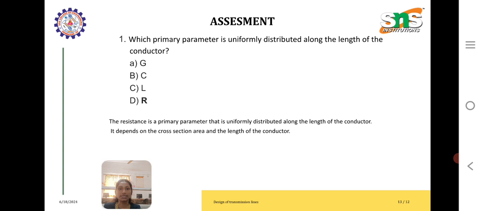So coming to assessment, which primary parameter is uniformly distributed along the length of the conductor? Resistance is the primary parameter, because that is uniformly distributed along the length of the conductor. So it depends on the cross section area and the length of the conductor. So the resistance is very important.